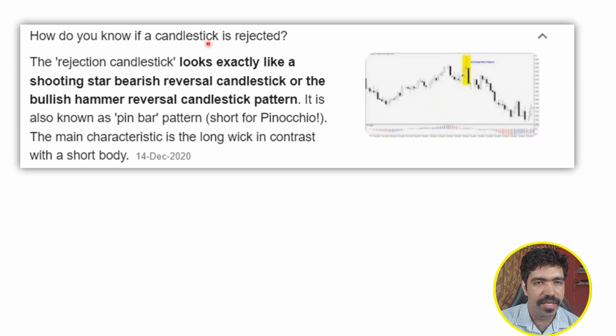How do you know if a candlestick is rejected? A rejection looks exactly like a shooting star bearish reversal candlestick or the bullish hammer reversal candlestick pattern. It is also known as a pin bar pattern, and it is shown by a long wick in contrast with a short body. Here you can see a long wick which shows a reversal hammer sign, a reversal of the price. In this case the price was rising, and a long wick was generated, which shows that the selling pressure is much more than the buying pressure, and the market will fall in the short term. That's how we can confirm that the candlestick has been rejected.